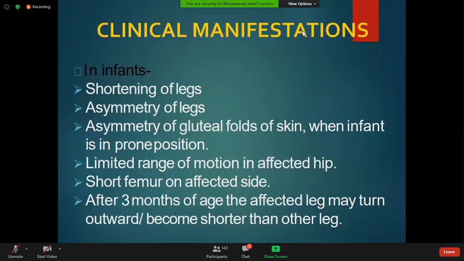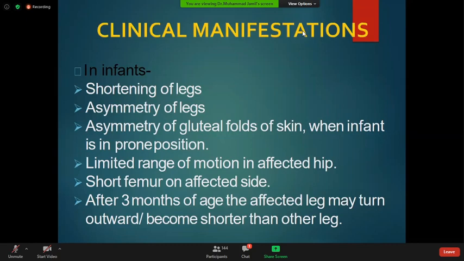What is the clinical manifestation? It's important for how you will diagnose the patient. In infants, the legs will be short, with asymmetry of the legs and asymmetry of the gluteal folds. When the infant is in prone position, you can appreciate that the gluteal folds are asymmetrical. The affected limb will have a limited range of movement. When you abduct the hip, there is restricted abduction, and a short femur on the affected side.